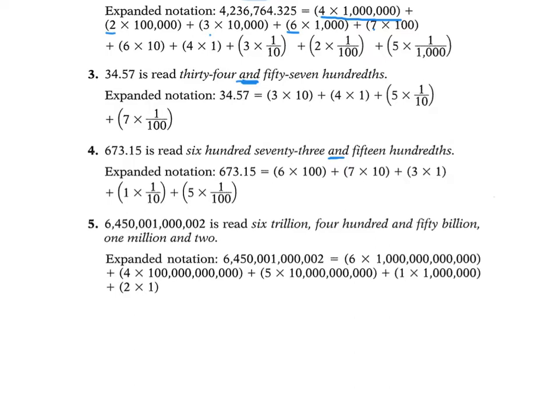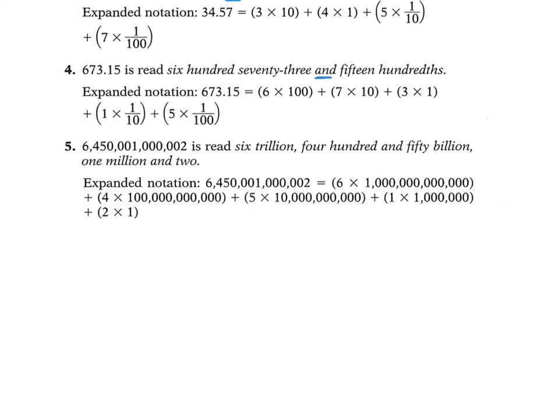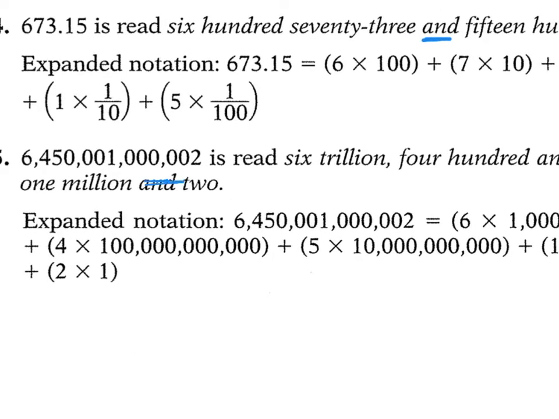Okay, and our last one from this section, number 5, we have 6,450,001,000,002. We would read this as 6,450,001,000,002. So here we wouldn't need this and, we would just put comma 2.